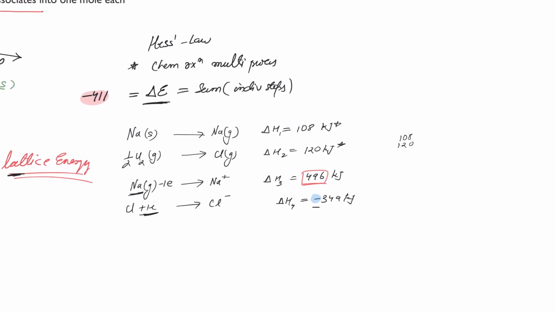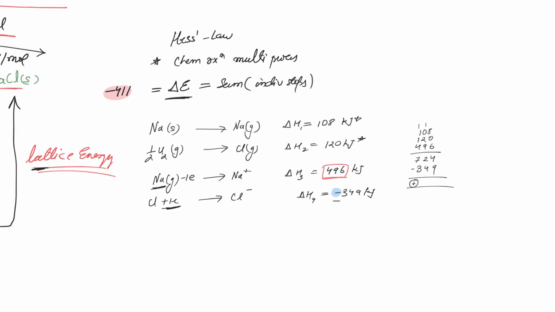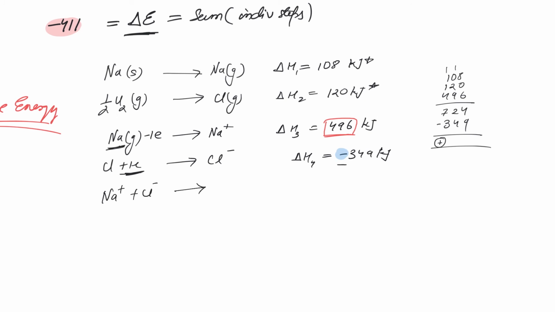But even if you do this sum, let's just do it for understanding's sake: 108 plus 120 plus 496 minus 349 gives 375. You see, still we have a positive value. That means sodium chloride formation is still not enough. It still requires energy. That means it shouldn't be a process that is likely to happen. And that is why comes the last step of the reaction, where Na plus and Cl minus ions come together and form the NaCl lattice. And this delta H5, the change in enthalpy, is your lattice energy. We are going to give this a negative sign, because lattice energy is actually the energy needed to break the lattice, and here this energy is being released.